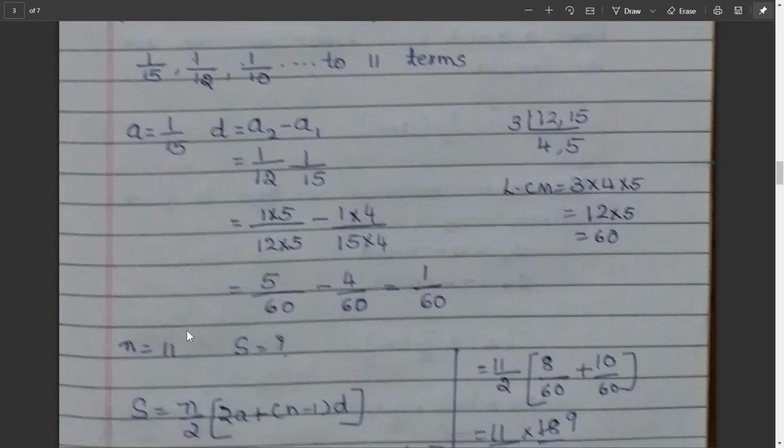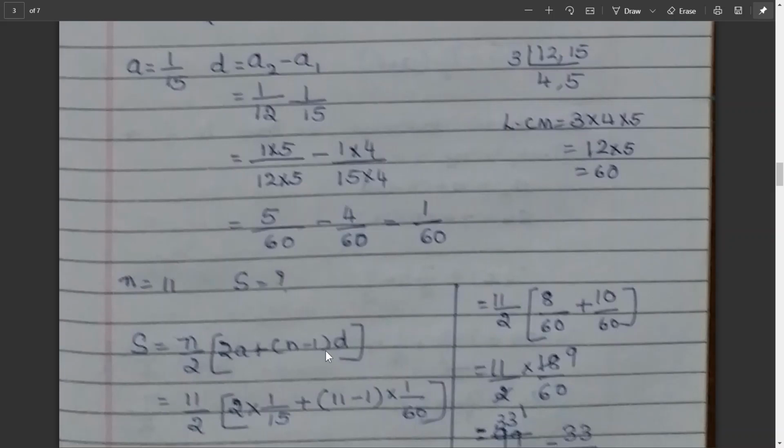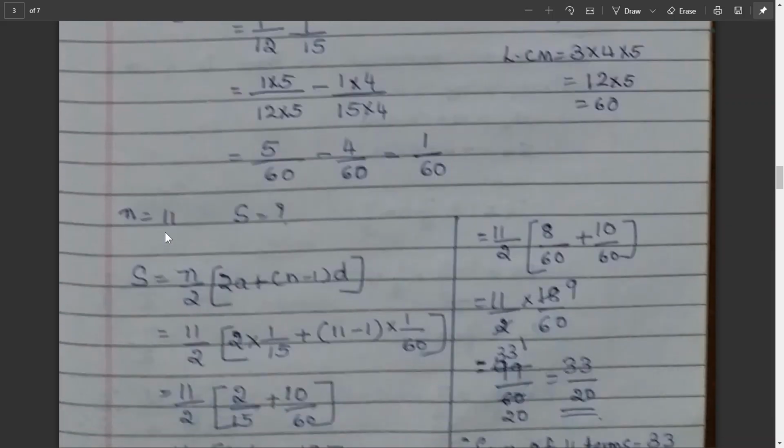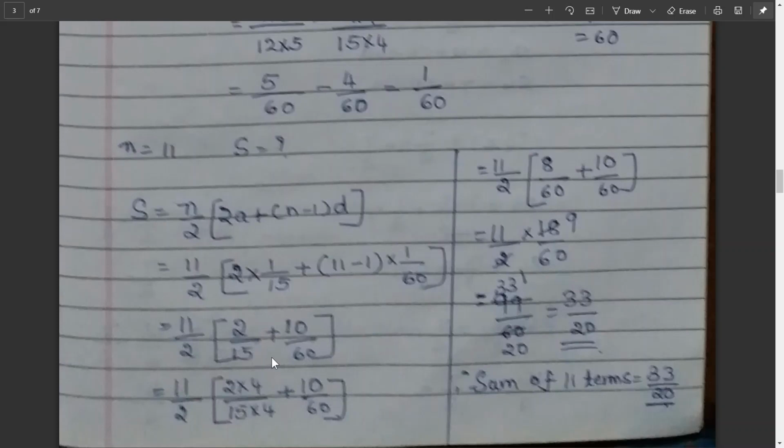After getting D, now you write the formula S is equal to n by 2 into 2a plus n minus 1 into D. N is 11, since it is mentioned sum of 11 terms. 11 by 2, 2 into 1 by 15 plus 11 minus 1, again n is 11, into 1 by 60. Here, first we have to simplify the numbers within the bracket. Multiplication: numerator into numerator. So 2 into 1, 2 by 15 plus 11 minus 1 is 10, 10 into 1, 10 by 60.